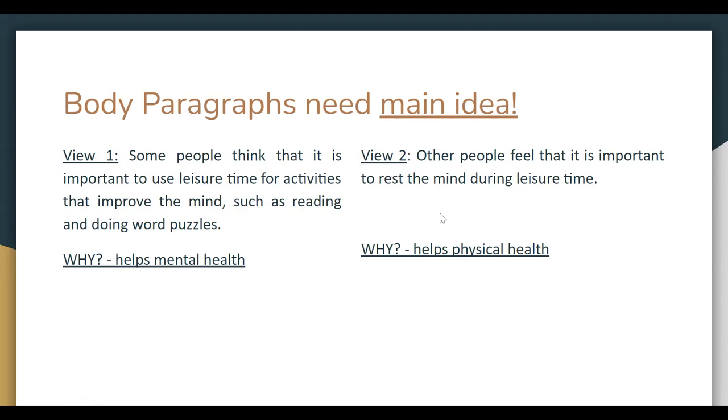Same goes for view number 2. Do not write something about physical health. You can give a detail, or you can give your own idea. So is the task clear? Yes, we can write maybe 2 sentences. Yeah, you don't have to write a sentence. Just give me an idea that supports your view.